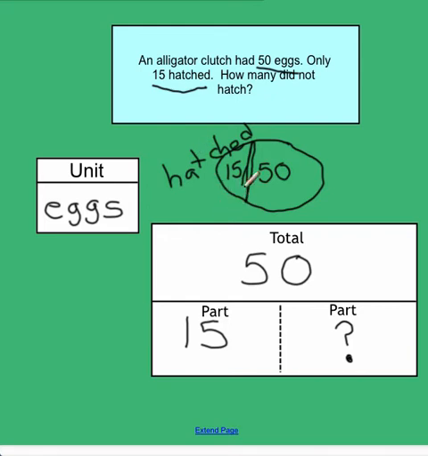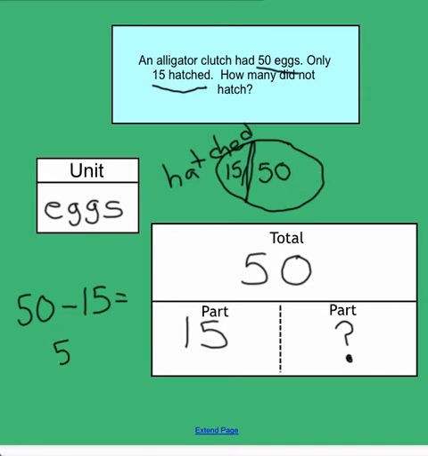Now that my information is sorted out, I need to figure out what to do. What I want to do is find the difference between the two numbers. This means I need to subtract. I want to take the total eggs in the whole clutch of 50, and then I want to take out the eggs that did hatch. 15 did hatch. I want to take them out. What that's going to do is tell me the part over here that did not hatch.